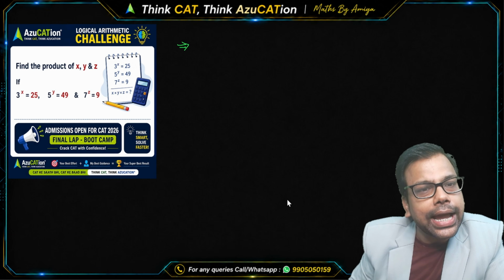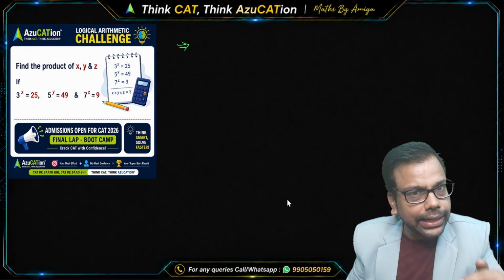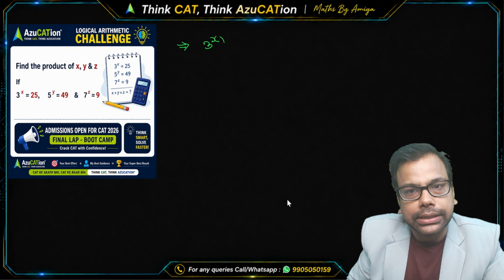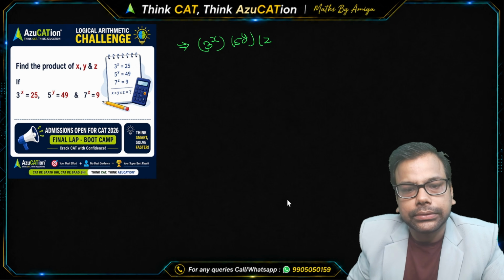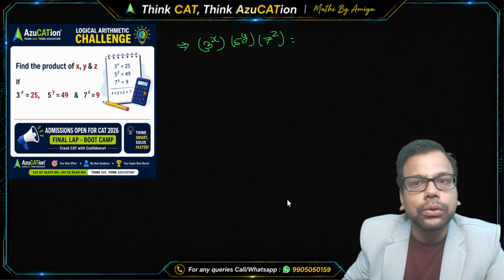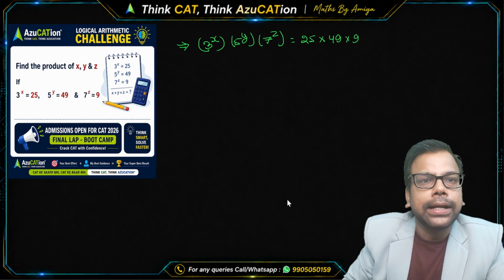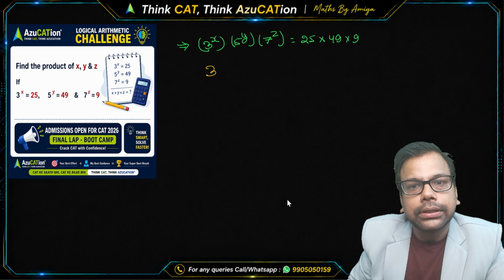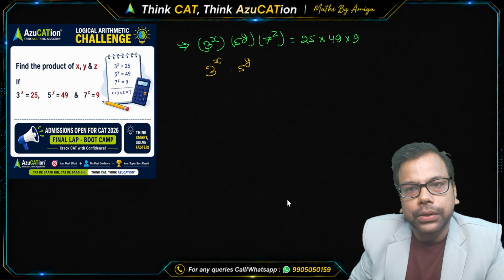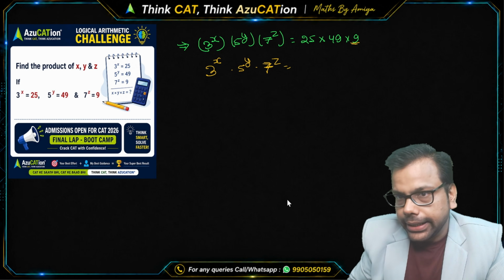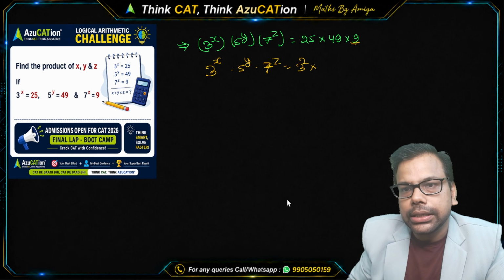Let's say, sir, we have this data, this data, this data, multiply left hand side. So we multiplied left hand side: 3^x, 5^y, and 7^z is actually equal to 25 into 49 into 9. Now we have 3 raised to power x, 5 raised to power y, and 7 raised to power z. We rewrite it as 3's square, 5's square, and 7's square.